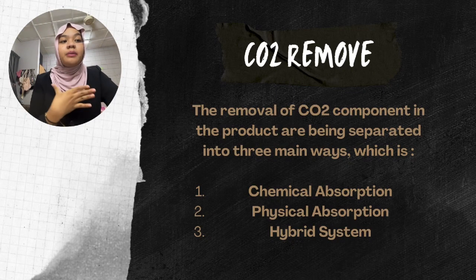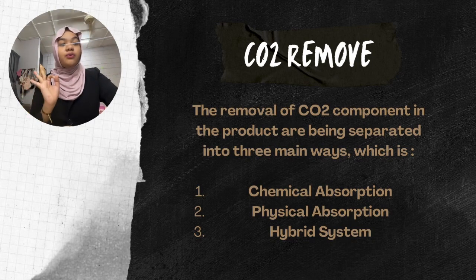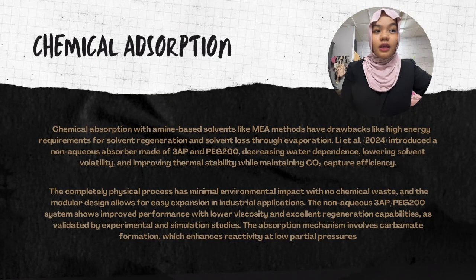And now I would like to explain more deeply the CO2 removal part of this SMR. So the removal of the CO2 component in the product is separated into three main ways. The first is chemical absorption, the second is physical absorption, and the third is the hybrid system. The first part, chemical absorption.